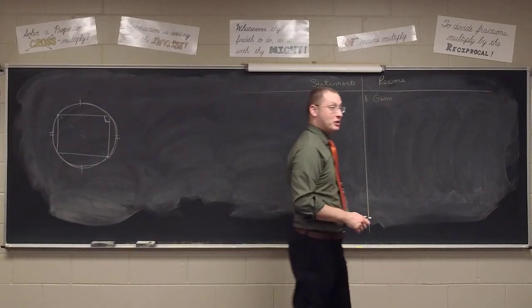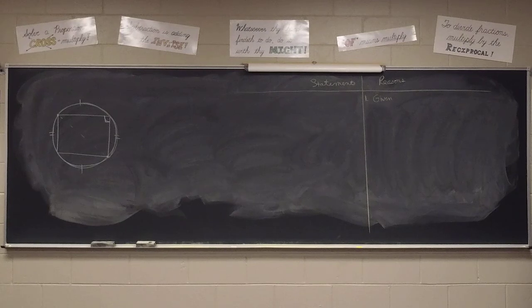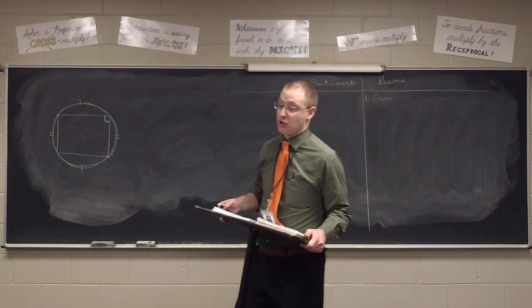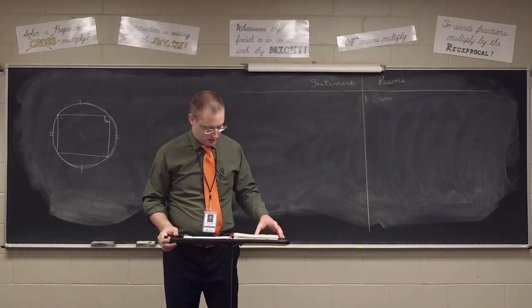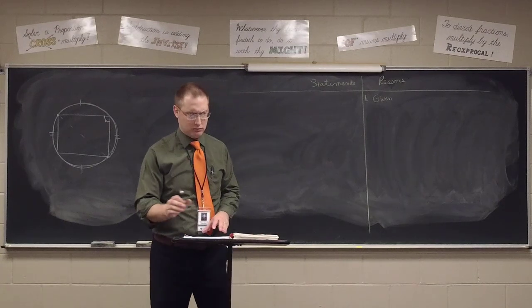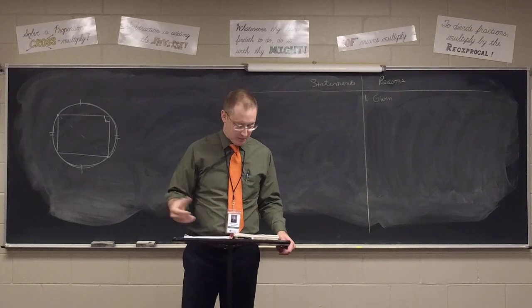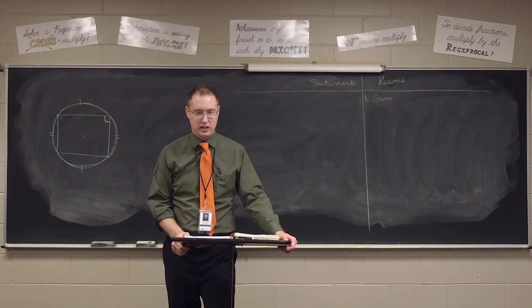Any parallelogram inscribed in a circle must be a rectangle. You cannot inscribe a parallelogram that is not a rectangle, just as you cannot inscribe any trapezoid that is not isosceles. So some interesting facts there. Questions on those class notes items?